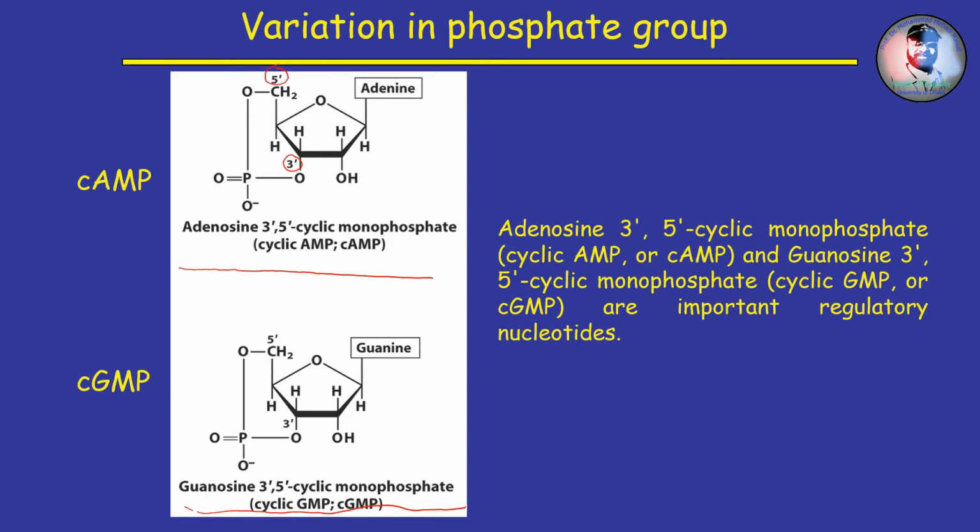These cyclic nucleotides are produced from the nucleoside triphosphate by a generic reaction which is catalyzed by specific nucleotidyl cyclase enzymes. Cyclic nucleotides perform important regulatory functions in our body.